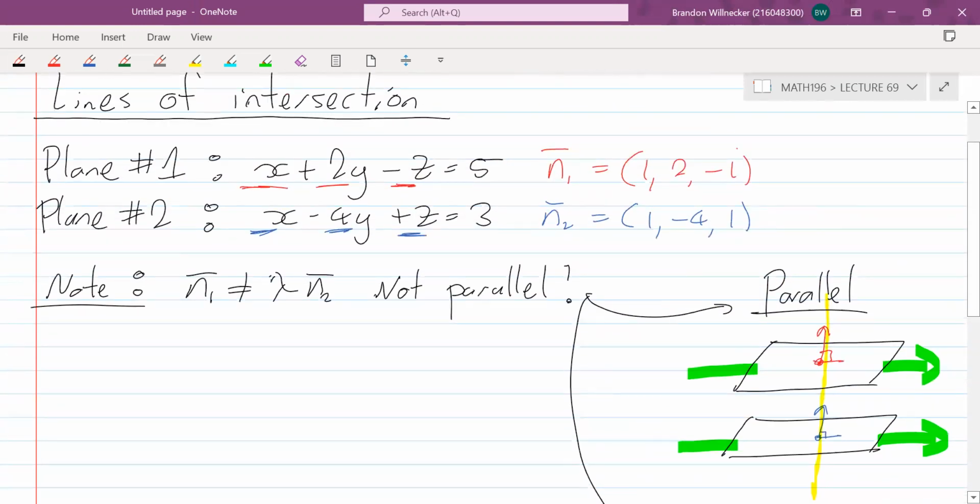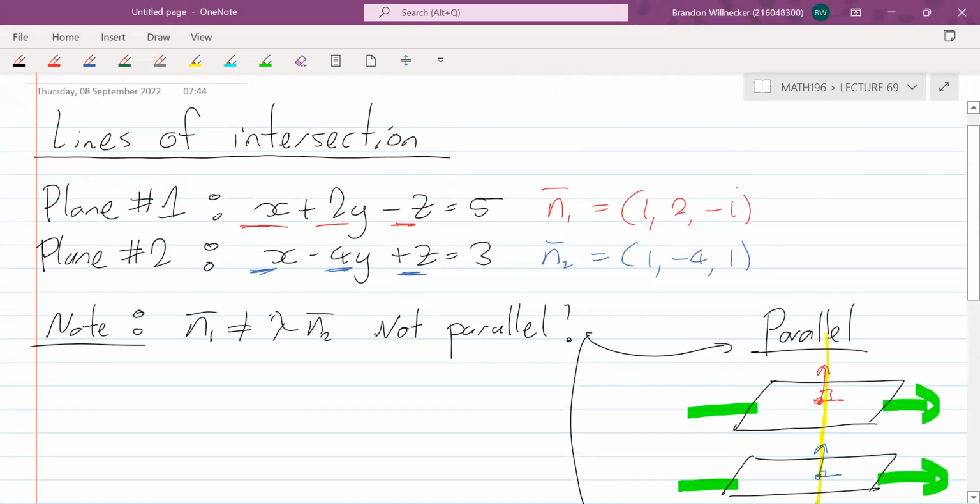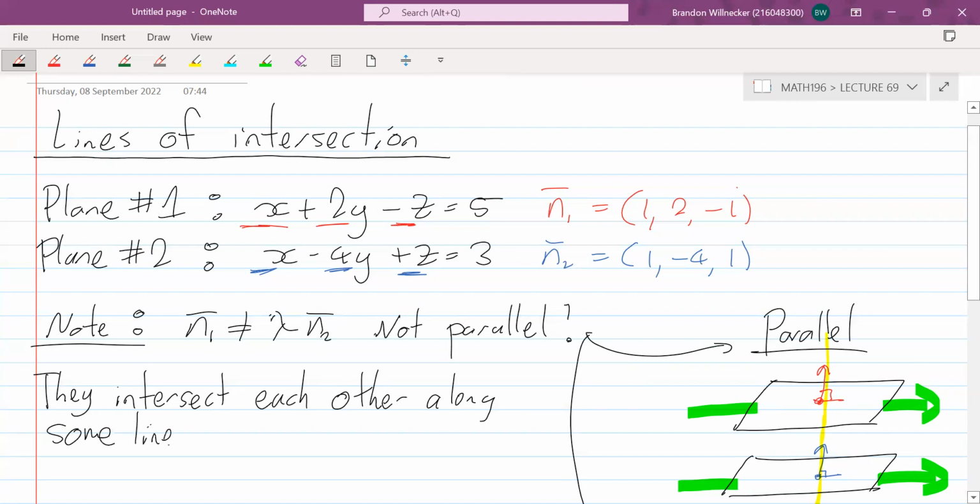Okay, let's get back to this problem though. So we've got plane number one given by this, plane number two given by that. We've already noted that they're not parallel, which means there's some intersection line between them. So they intersect each other along some line. Okay, so our goal is now to find this line where they intersect.